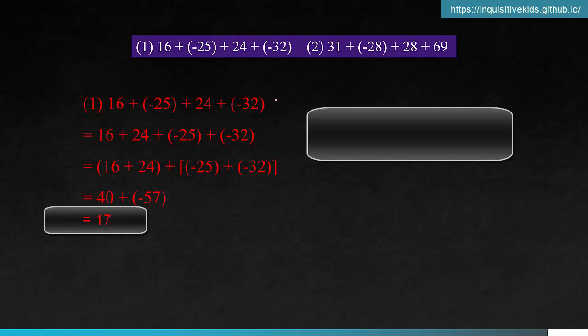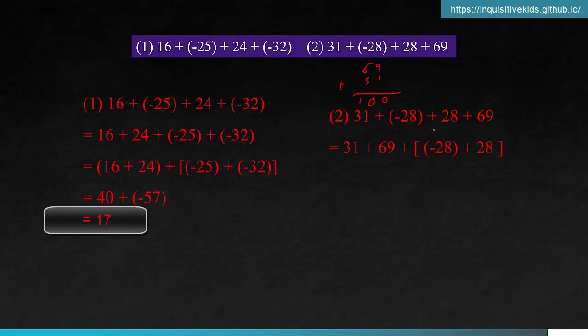For the second question, we can group together negative 28 plus 28 because they cancel out. And then we're left with 31 plus 69. And what we get by adding 69 plus 31 is 100. Okay, here is how we did it.